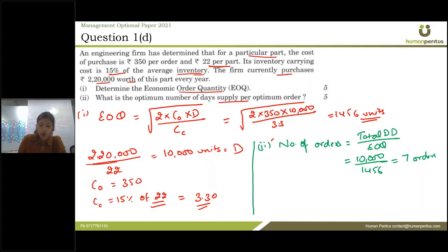Now we have to find the optimal number of days of supply. So for that, we will calculate the gap days, which will be 365 days, as there are 365 days in a year, and we have to make 7 orders. That means in every 52 days gap, we have to place the order. So this is how we can find the answer. Okay.